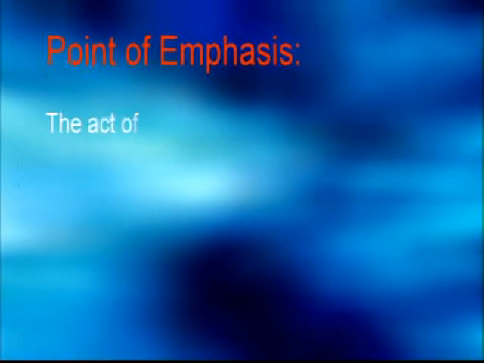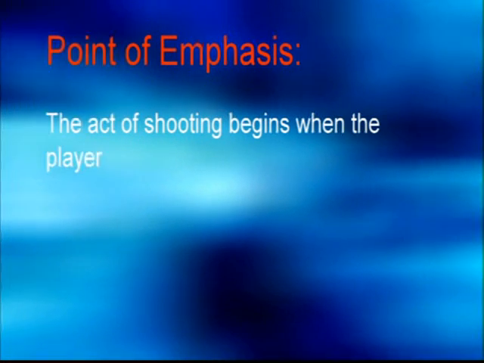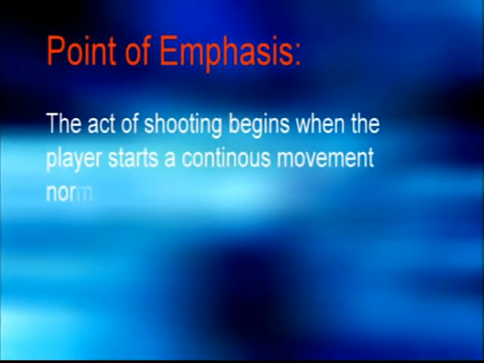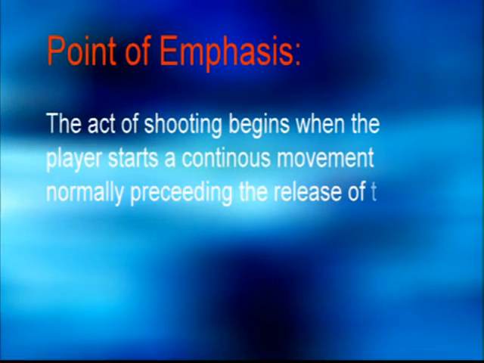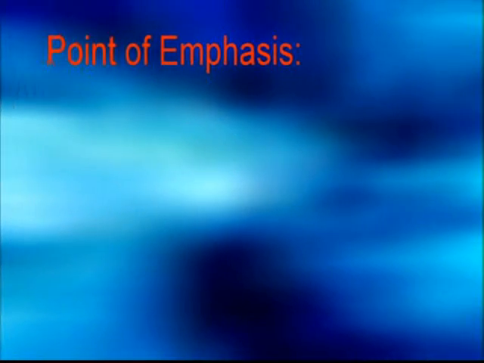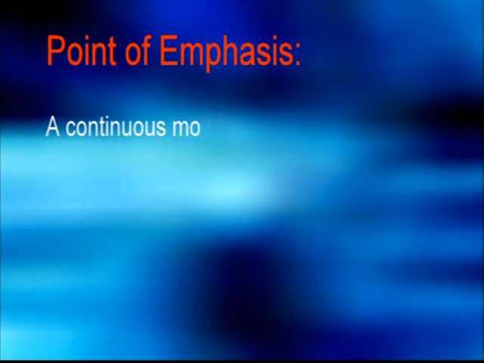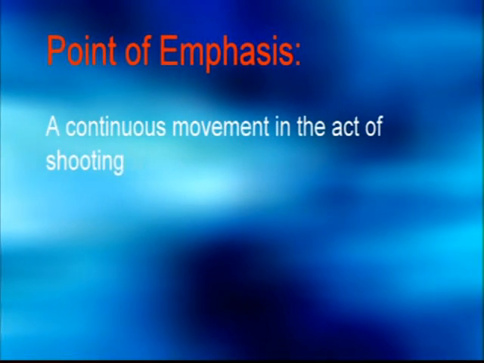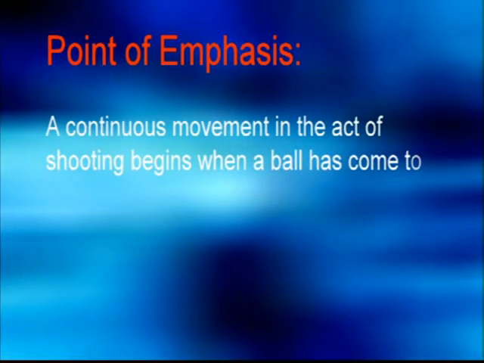Point of emphasis. The act of shooting begins when the player starts a continuous movement, normally preceding the release of the ball for a shot. A continuous movement in the act of shooting begins when a ball has come to rest in a player's hands.